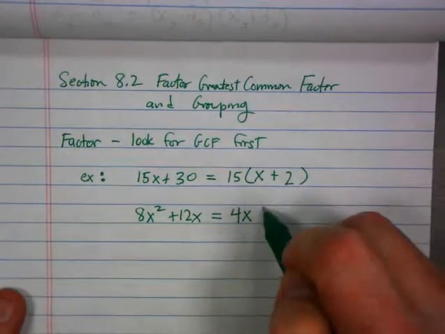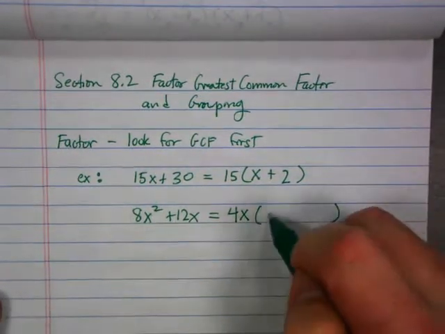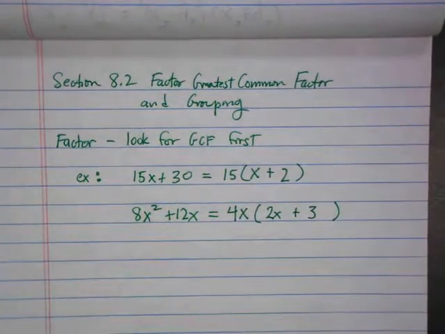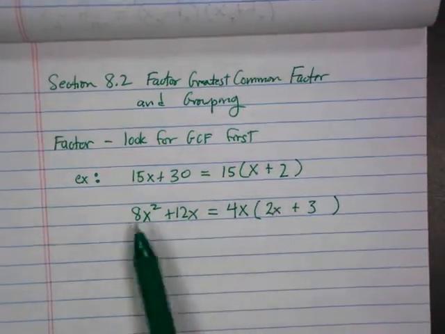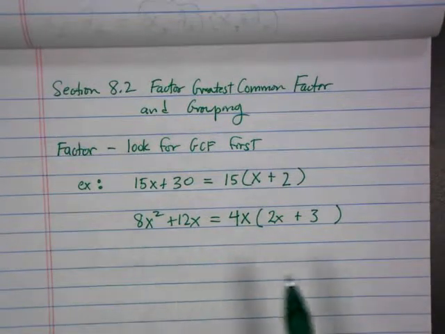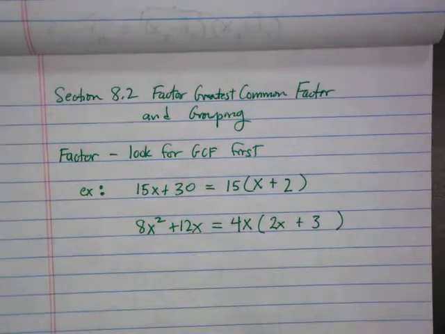All right, then I put my parentheses. 2x plus 3. Excellent. Why 2x plus 3? To get the 8x squared, I need 4 times 2 to get the 8, and then I need an x and an x to get the x squared. And then the plus 3 because I need 4 times 3 to give me the 12 back. Questions on that one?